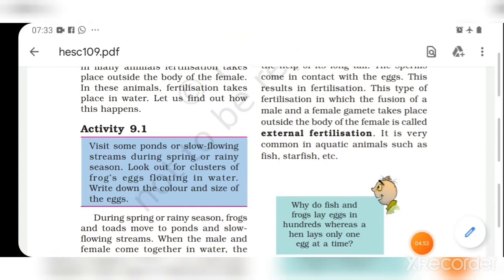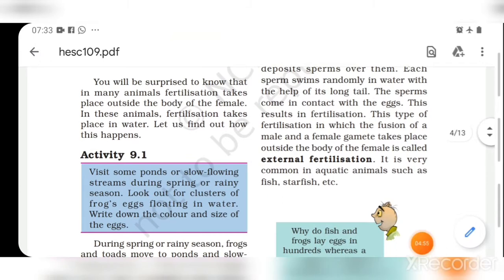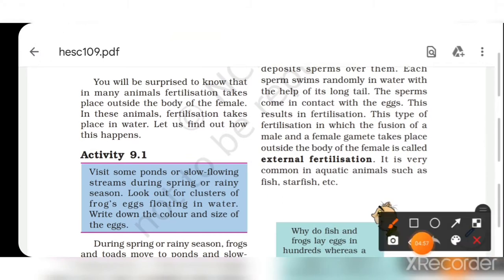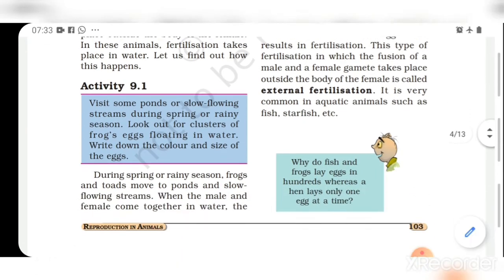You will be surprised to know that in many animals, fertilization takes place outside the body of the female. Many animals carry out fertilization outside the body for reproduction. Fertilization takes place in water. How can this happen? We have to see here.